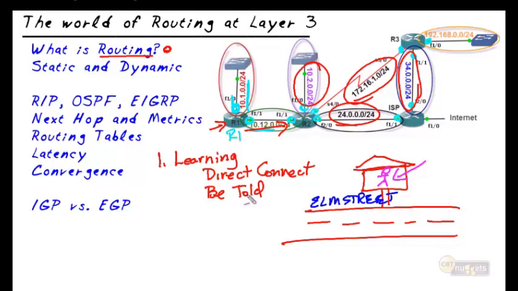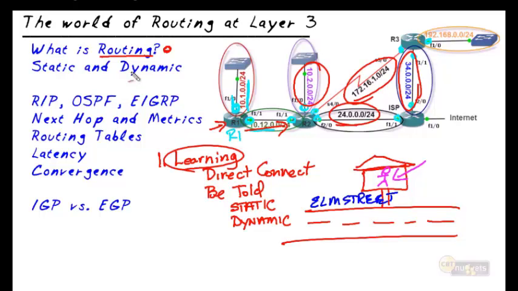So we could manually tell a router how to get to a certain network, and they call that a static route. I'll show you each of these. And the other option is dynamic. And that's all about learning. So our first piece here, routing. The first piece involves learning where the networks are.